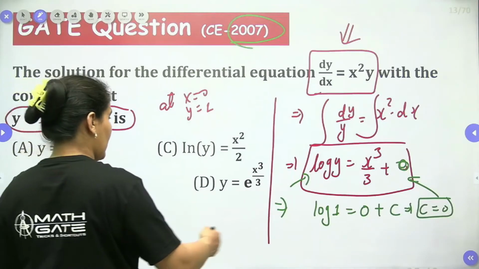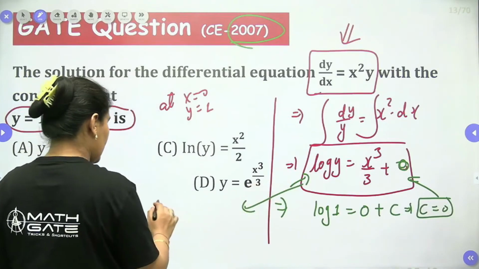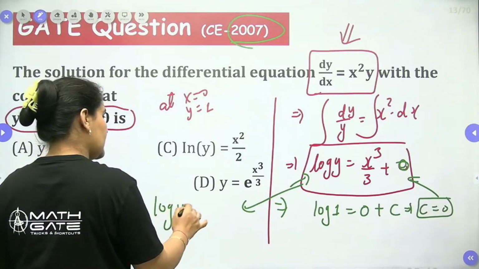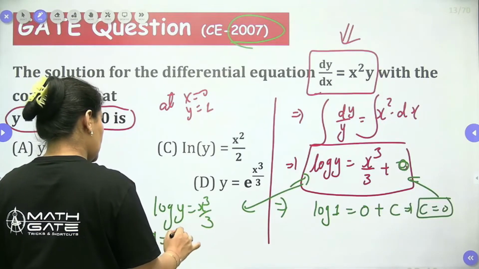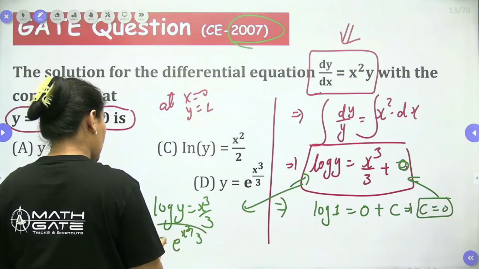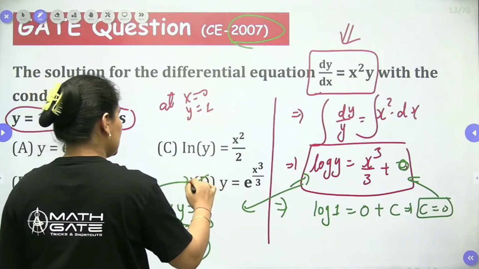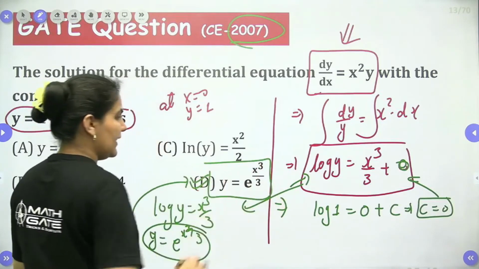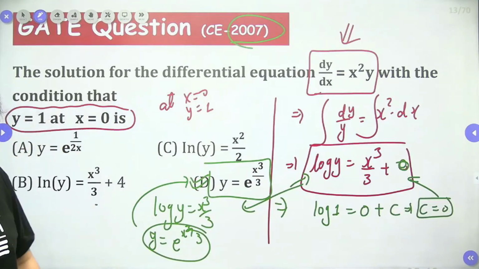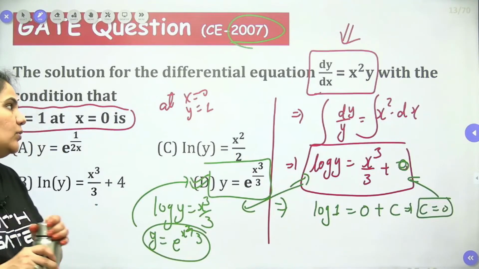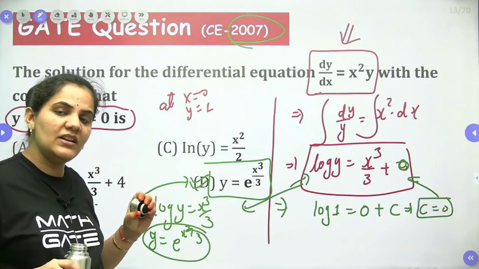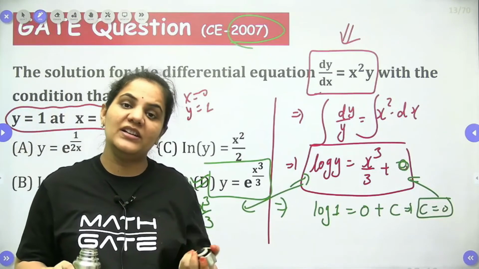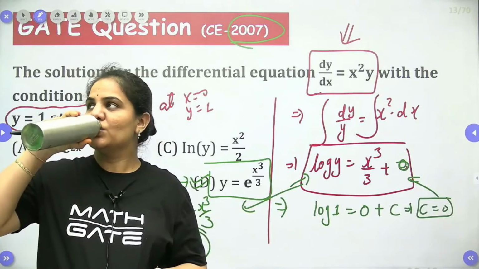Yes, exactly, we can see log y is equal to x cube by 3. But when I approach it, y is equal to e to the power x cube by 3, which we can clearly see in option D. Is it clear, dear students? So it's a very simple thing to approach. Whenever we have the initial condition, we can use it for finding the constant C only, right?